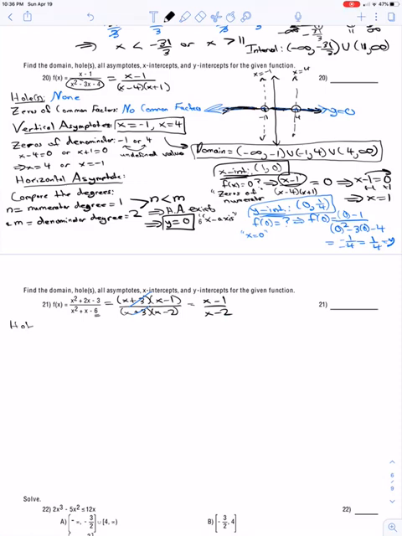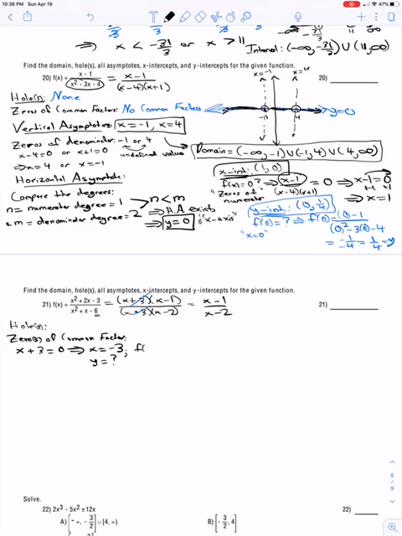When we get to the conversation of holes in our graph, remember the holes are the zeros of your common factors, which this one has. We had a common factor of x plus 3 in this example. So what is it? Zero, x equals -3. Now you want to find what y equals. To find y, we're going to plug that in.